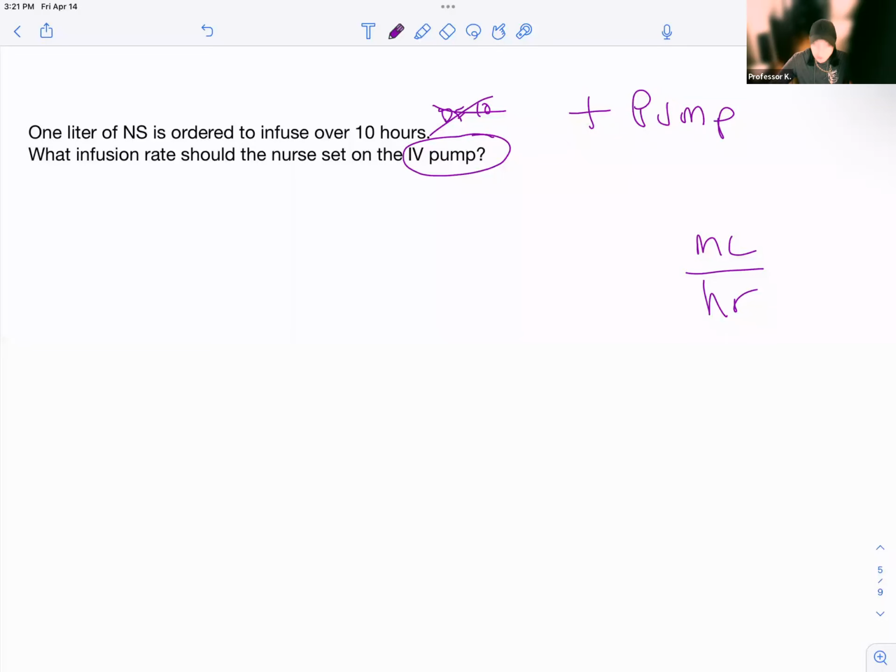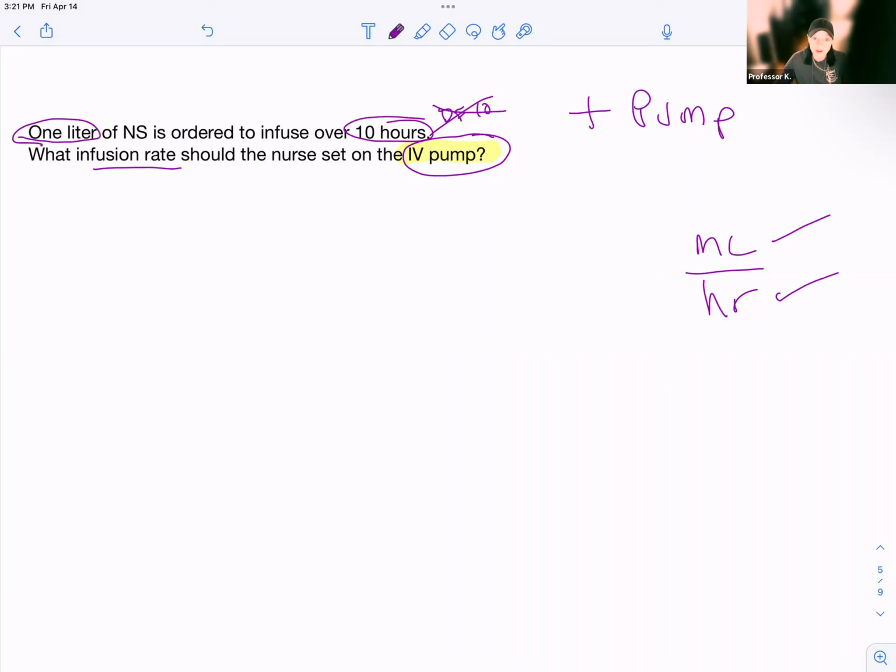So remember, you look for that word. If it says IV pump in your problem and it's asking what is the infusion rate, the drop rate, the flow rate, you are always solving milliliters an hour. Okay, so now the next step I do is I look for that volume over time. It says 1 liter, that's a volume. My time is 10 hours. Now I need milliliters an hour.